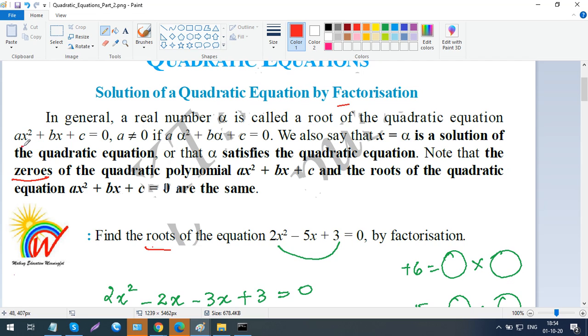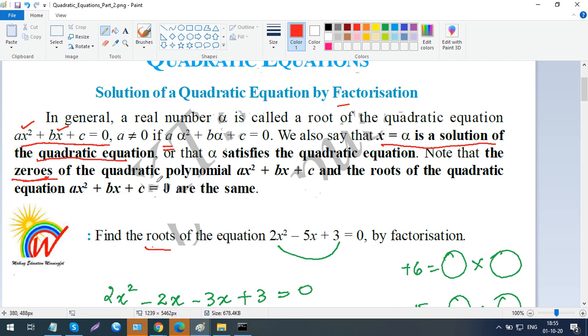A root is a number which, when you substitute it in place of x, you will get 0. You get it? So when will you call a number a root? That number should satisfy the 0 condition. That is, if you substitute that particular number for the x value over here, you should get 0. We also say that x equals alpha is a solution of the quadratic equation. So the root, you can call it a solution also, and it is also called a zero.